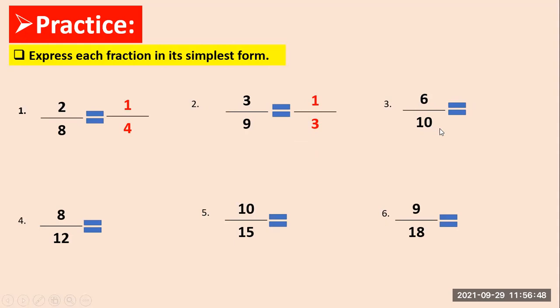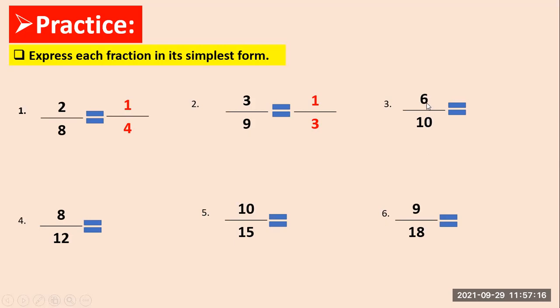by 5? 10 divided by 6 cannot be. 10 divided by 5 works, but 6 divided by 5 cannot be. So we need to find a common divisor, I mean the number that can divide both. So what number are we going to use? What number can divide 10 and can divide 6?